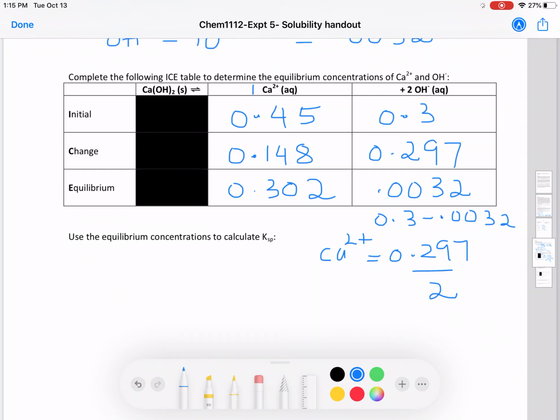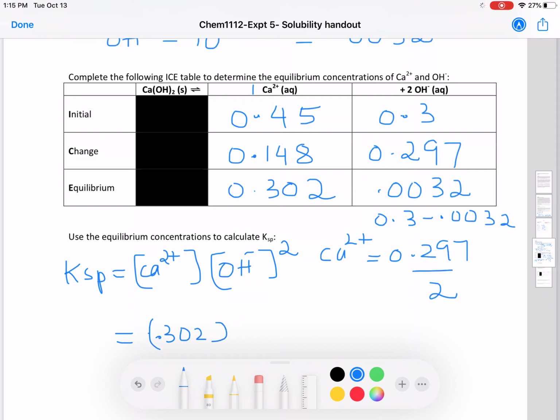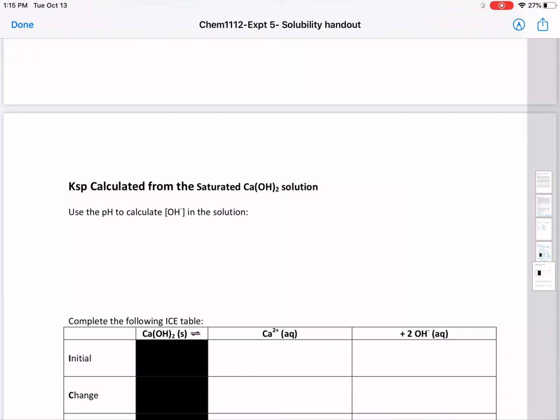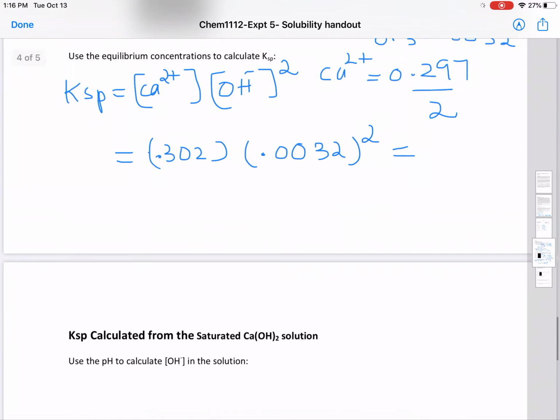we can calculate the Ksp, right? So the Ksp is going to be calcium ions, and then the hydroxide ions, you need to raise it to the power 2, which is 0.302 times 0.0032 raised to the power 2. So you can find out the Ksp like that. Okay, that's how you calculate Ksp by making the calcium hydroxide. And then Ksp calculated from the saturated calcium hydroxide. Use the pH to calculate the hydroxide in the solution.